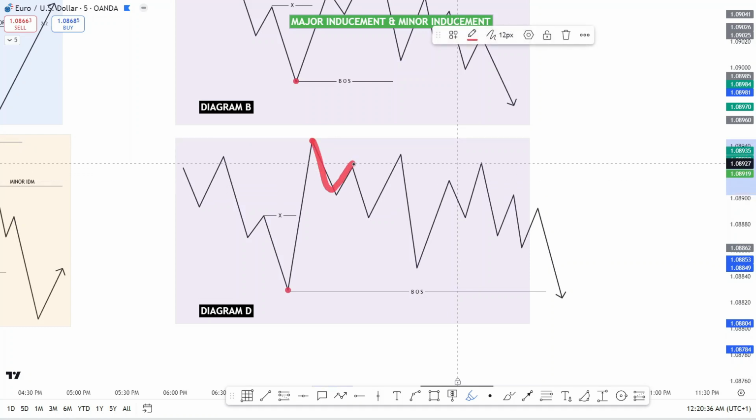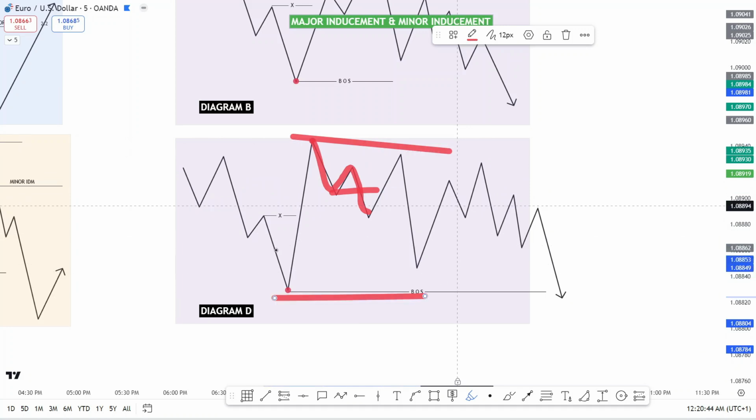So the first thing is this. After this happened, what did price break? Now take note, these are swing highs, these are swing lows. So anything that happened inside this is what? Anything that happened inside this is just internal structure.